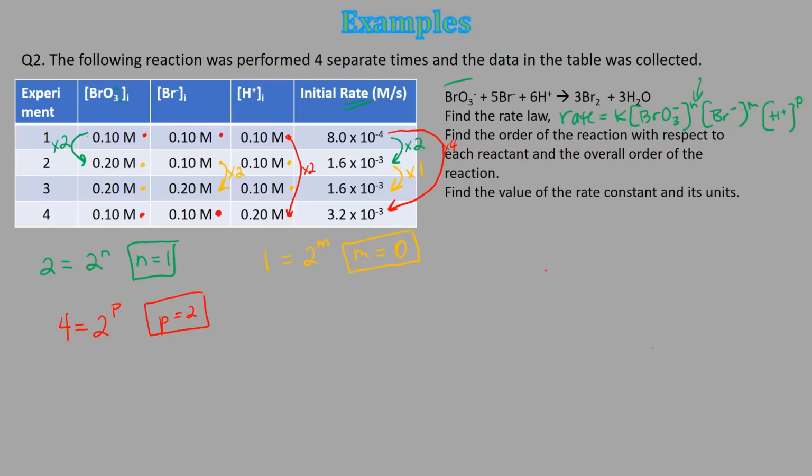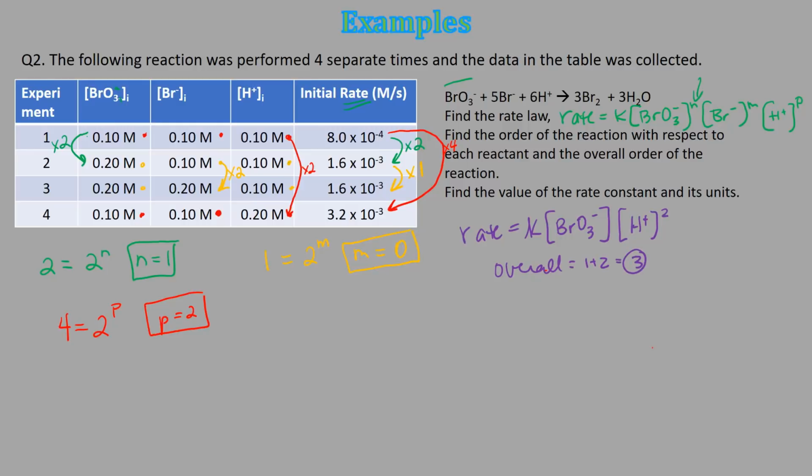So if I'm going to write the rate law, it would look like rate is equal to K times bromate, and there's only 1. And then bromide disappears completely because it's 0 order, and anything raised to the 0 is 1. And then hydrogen to the 2nd power. So the overall order is 1 plus 2.